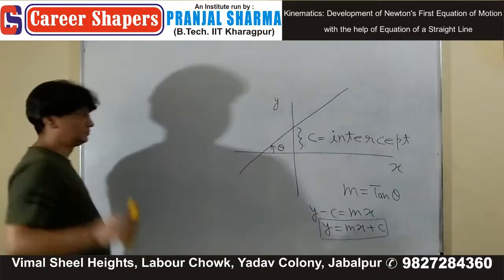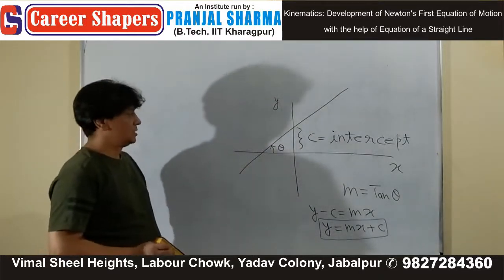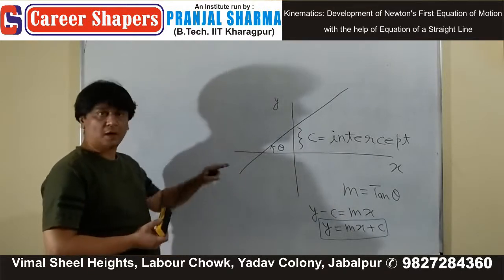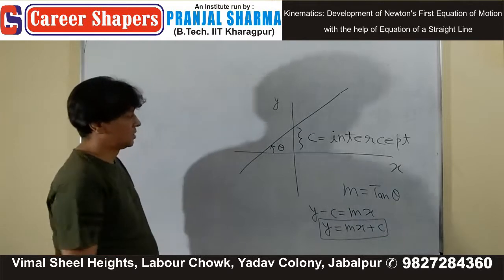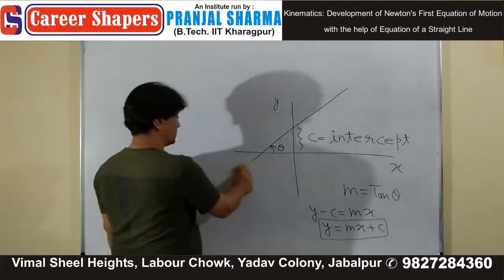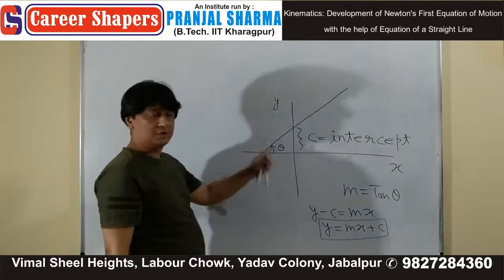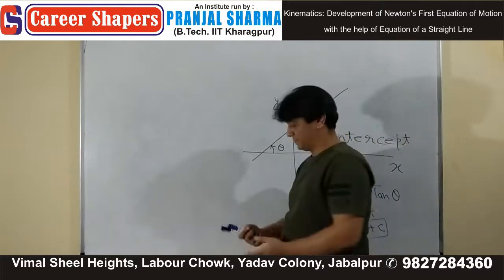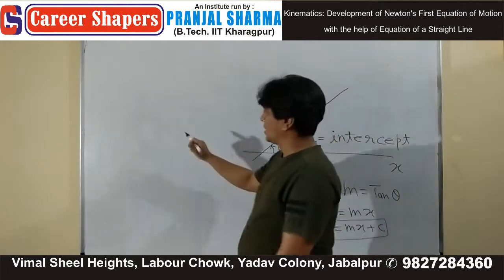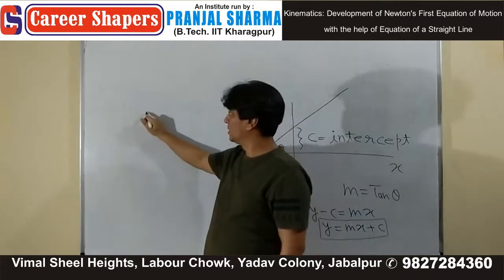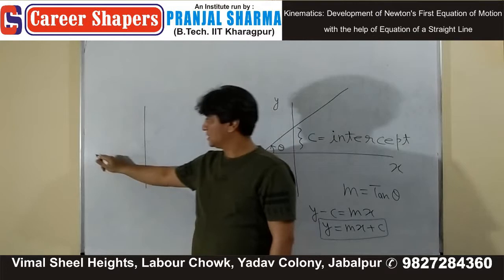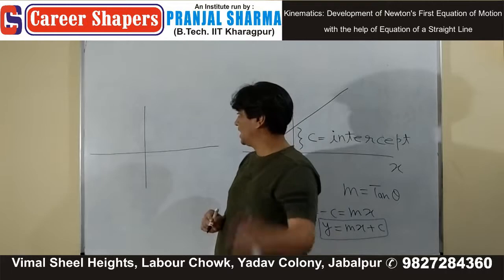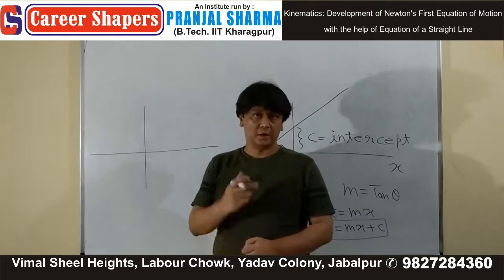Second point. If intercept is above the horizontal axis, then it should be taken positive. But if it is below the horizontal axis, then should be taken negative.